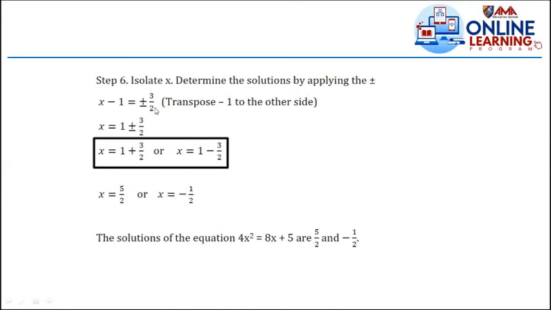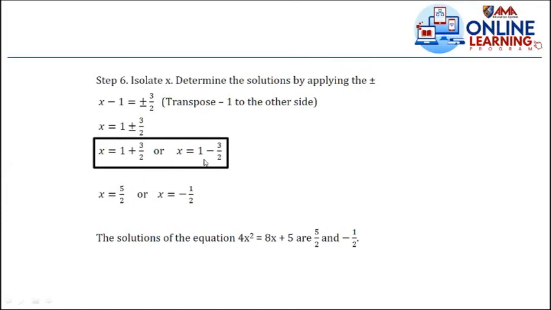So, there are two answers. Transpose negative 1 to the other side. So, x is equal to 1 plus or minus, nililipat natin, no? 3 all over 2. So, if we're going to have the plus, 1 plus 3 all over 2. So, 2 divided by 1 is 2 times 1 is 2 plus 3, we have 5 all over 2. For the other side, yung minus naman, 1 minus 3 all over 2.